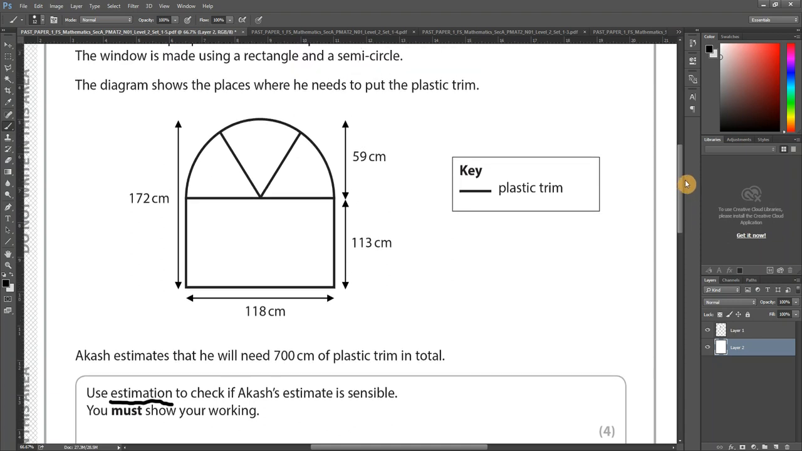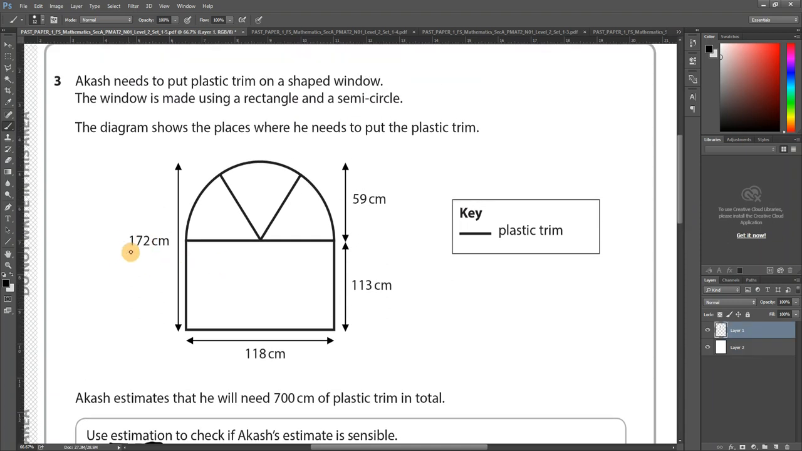You're going to have to round them. So I would round that to 170. Let's call 59 centimeters, let's call that 60 centimeters. Don't forget the centimeters. And let's call that 110 centimeters. I'm not going to call it 115 because if you add these two together again, you should get 170, the total on that side as well. So I want to make sure both sides are equal.